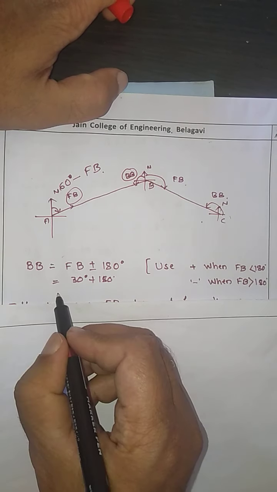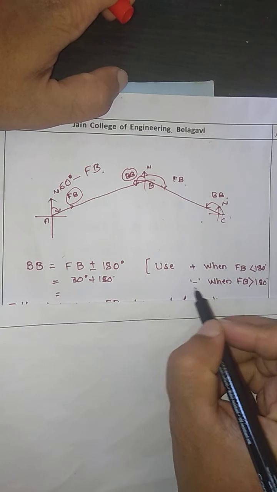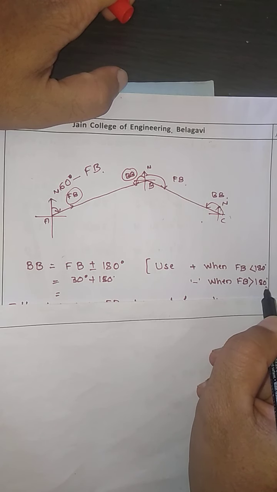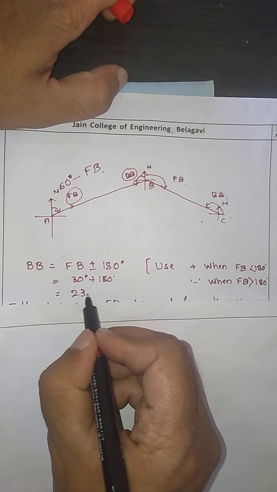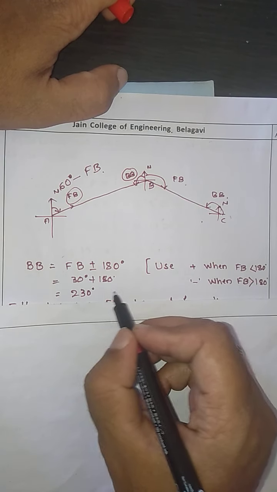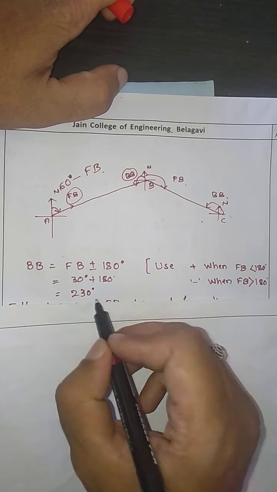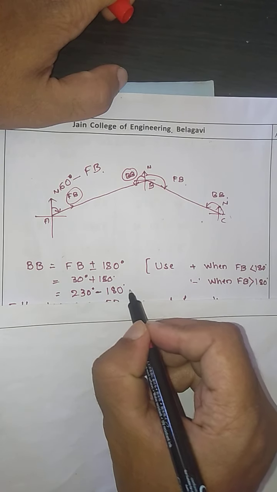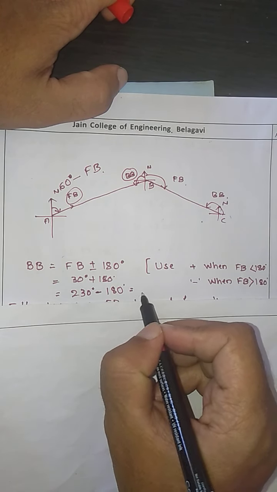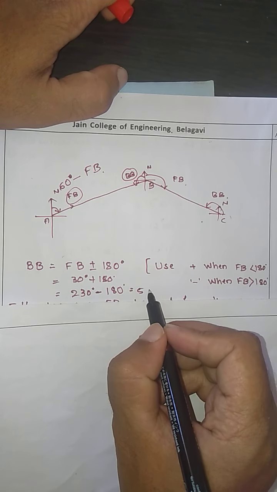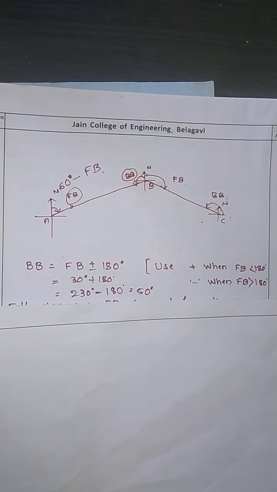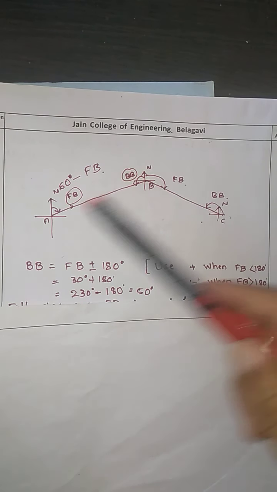Now use the minus sign if your forebearing is greater than 180 degrees. Suppose I have given a forebearing of 230, then you need to use the minus sign in that case. So your back bearing is 50 degrees. This is how you need to take the reading.